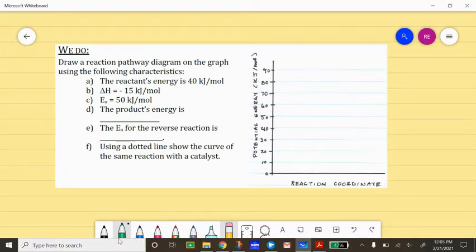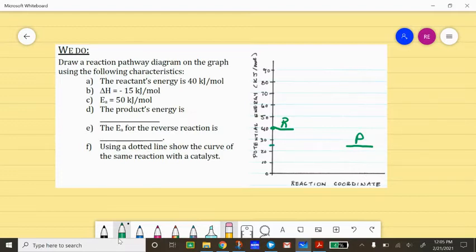So starting with our reactants at 40, which is right here, we're just going to use R for reactants. And we want to show a change in enthalpy overall at negative 15 kilojoules per mole. So we're going to go down 10, 15. So we're going to go to 25. And so our products are going to end right at 25 kilojoules per mole, about right there.